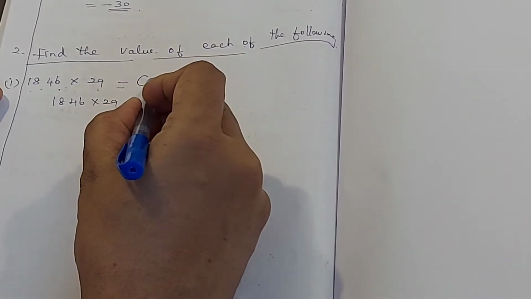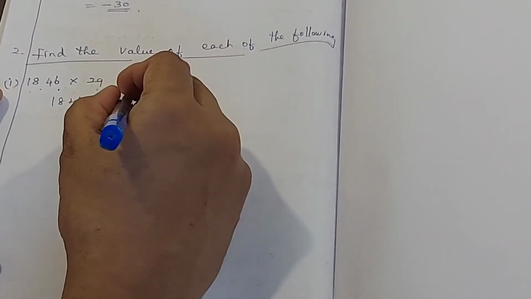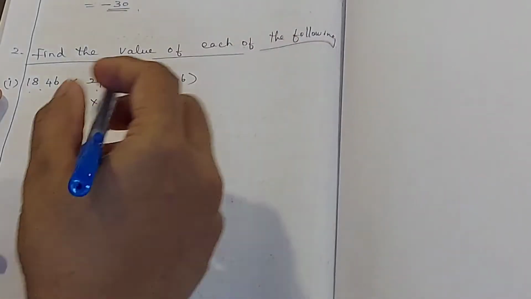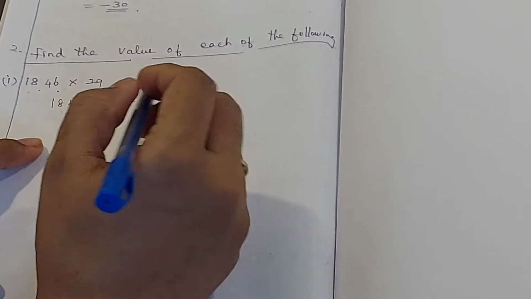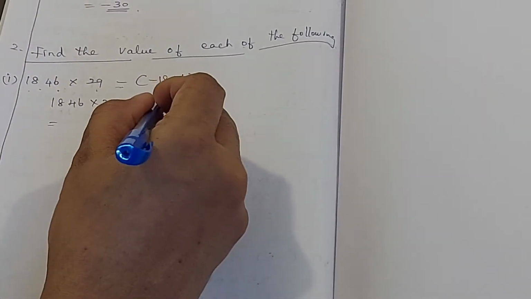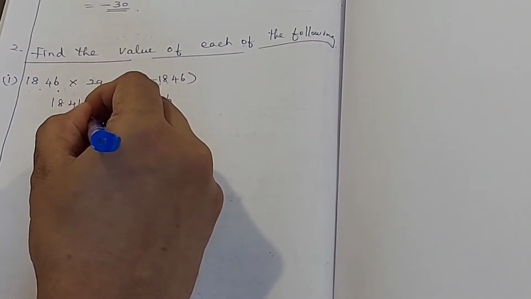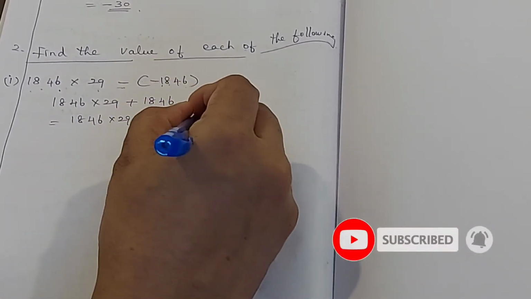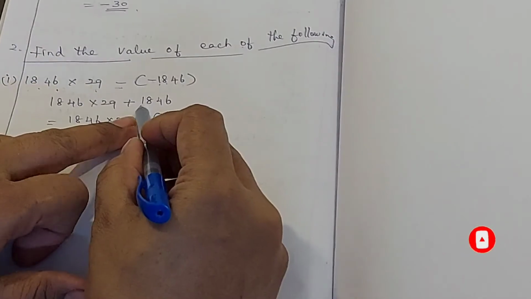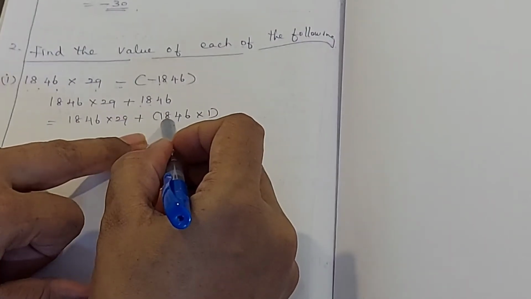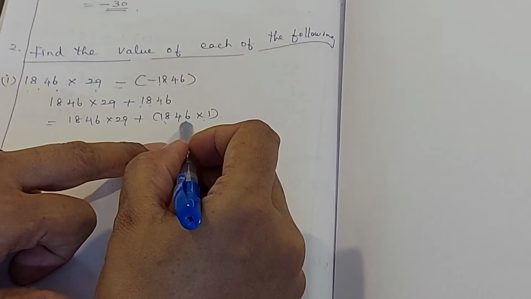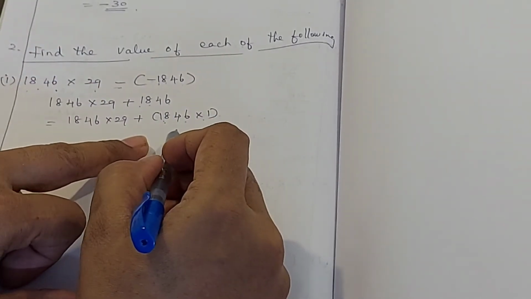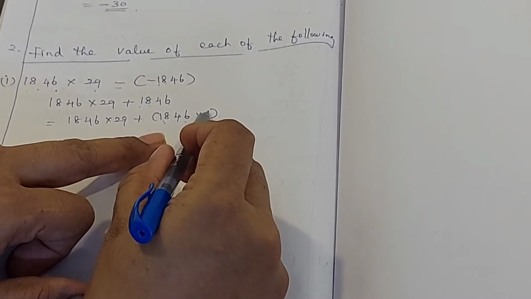See, if minus is multiplied by minus, then we will get plus. You know that, right? So we will get 1846. So see here I can write this 1846 as 1846 into 29 plus, again 1846 into 1 I can write. Instead of writing 1846, I am just writing it as 1846 into 1. If it is multiplied by 1 also, we will get the same number, right? So, to use the property, I am just writing this multiplication by 1.